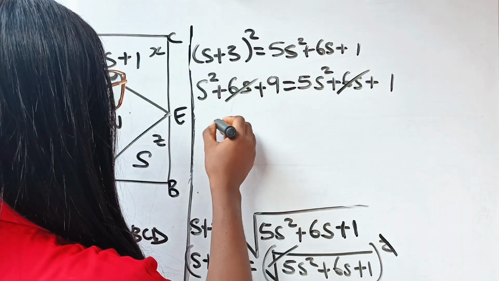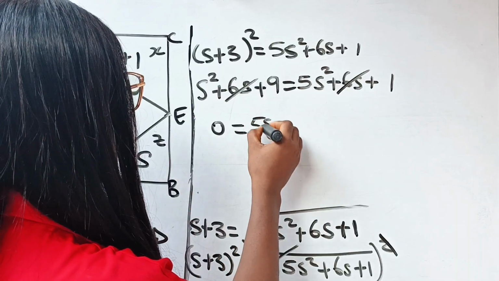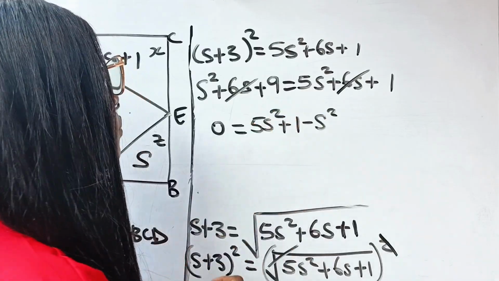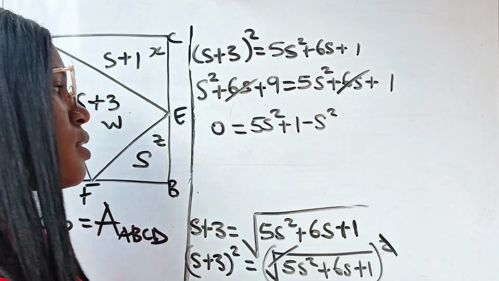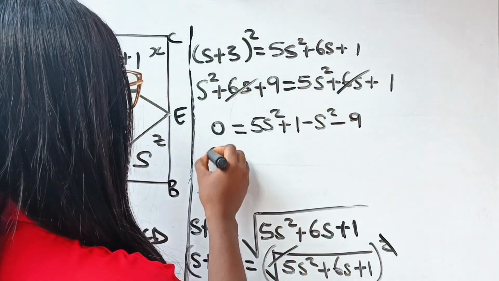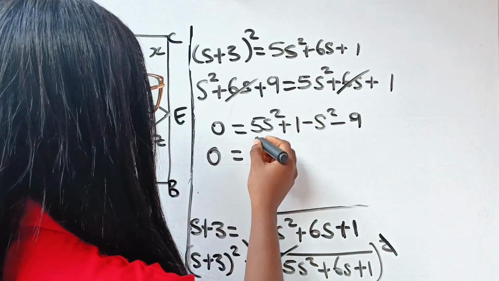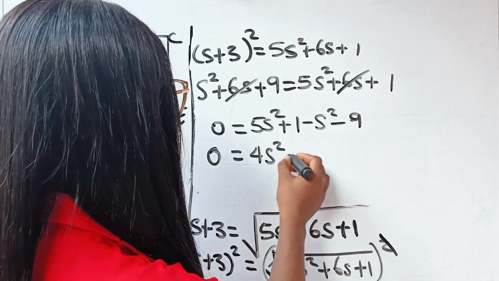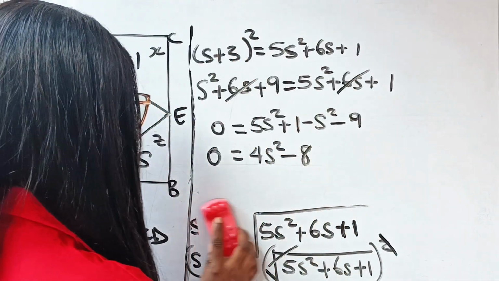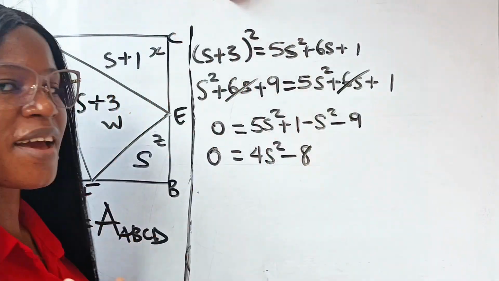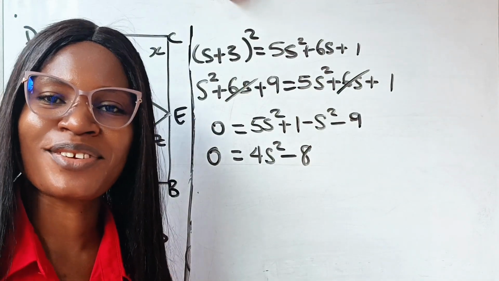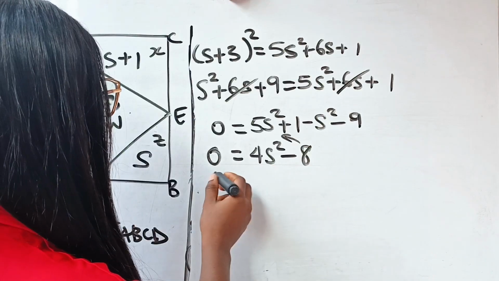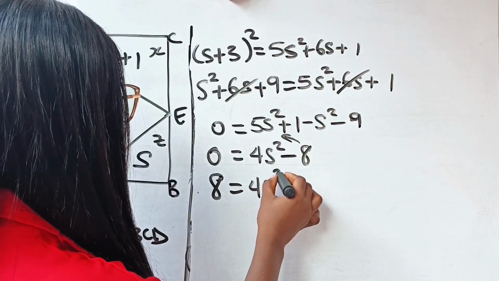So if we do that, we are going to have 0 is equal to 5s squared plus 1. Then this will go there to become minus s squared. And we transpose plus 9 to the other side to become minus 9. So we have 0 is equal to 5s squared minus s squared is 4s squared. 1 minus 9 is minus 8. Are you excited? Because here we are, almost at the end of this long video. I'm excited. So if we transfer this to this side, minus 8 becomes 8 is equal to 4s squared.